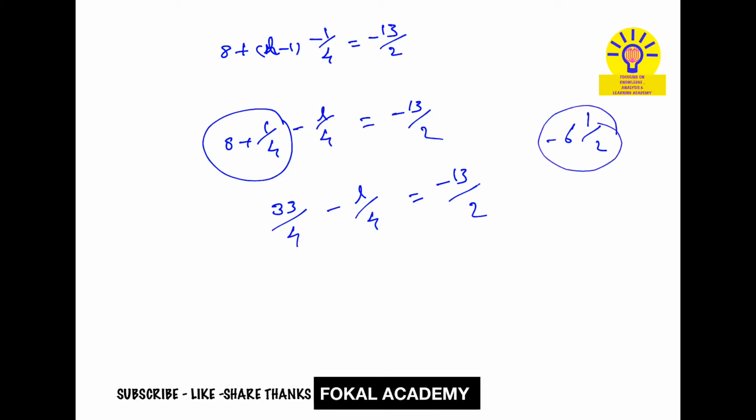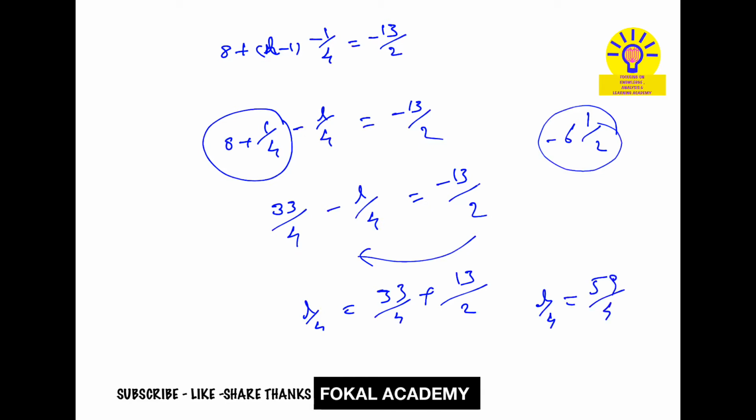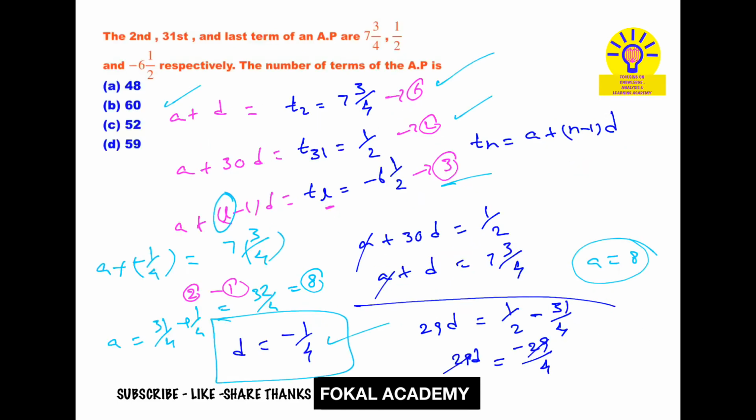Okay, now bring it here. L by 4 is equal to 33 by 4 plus 13 by 2. From this we get L by 4 is equal to 59 by 4. So L is equal to 59. So there are totally 59 terms for the given series. So option D is the correct option for the given problem.